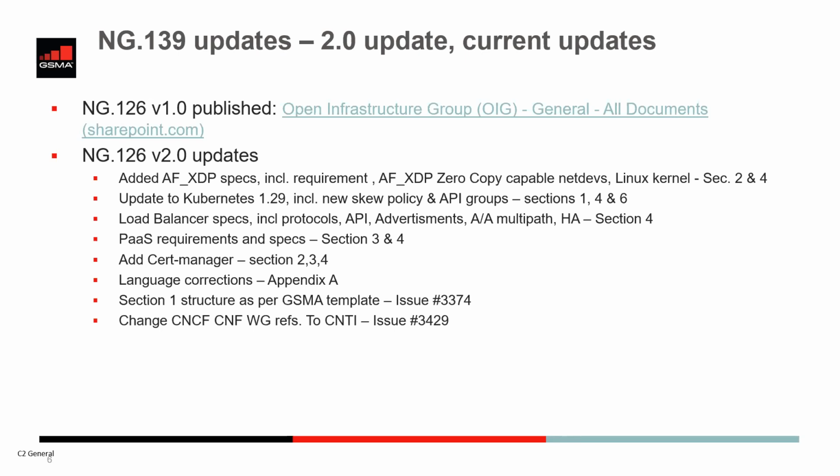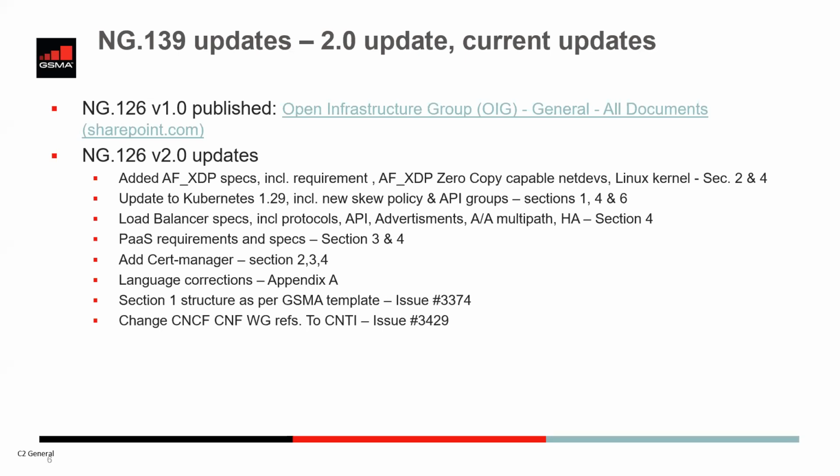These are the updates of the Pieman release. There were a number of new things. The main one was, of course, upgrade to newer Kubernetes releases. We went with Kubernetes 129. The delta between 126 and 129 was obviously considered, including new SKU policy between control plane nodes and worker nodes, and the new API groups. And this was changing sections 1, 4, and 6.